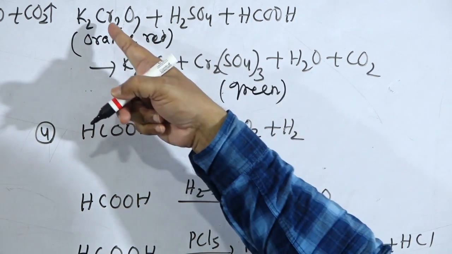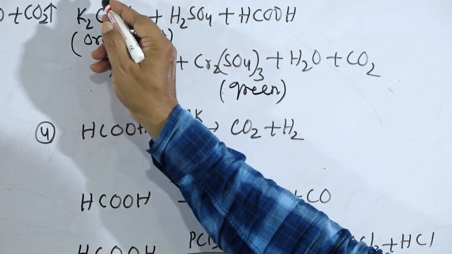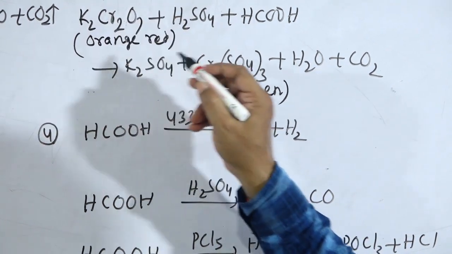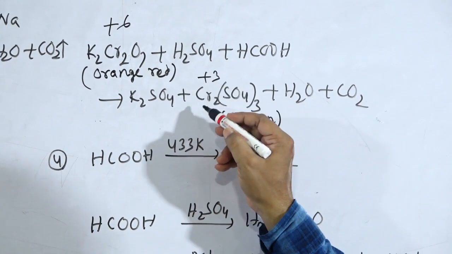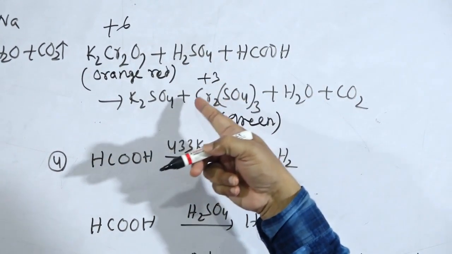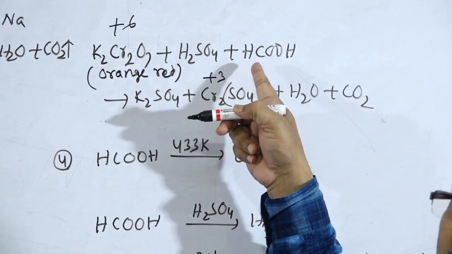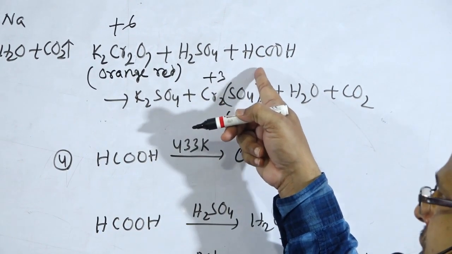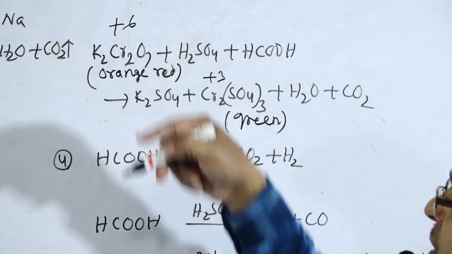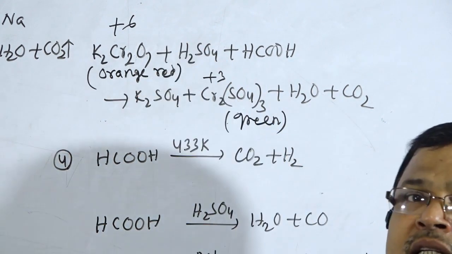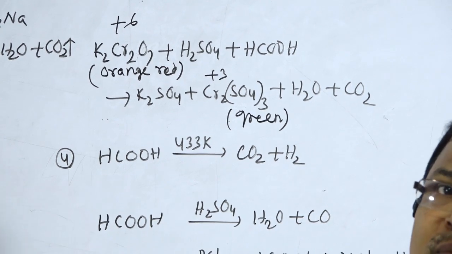In this case, the oxidation state of chromium, +6, has changed to +3, meaning a decrease of oxidation number, which is known as reduction, and formic acid will act as a reducing agent. So the third question: these are the special reactions of formic acid.